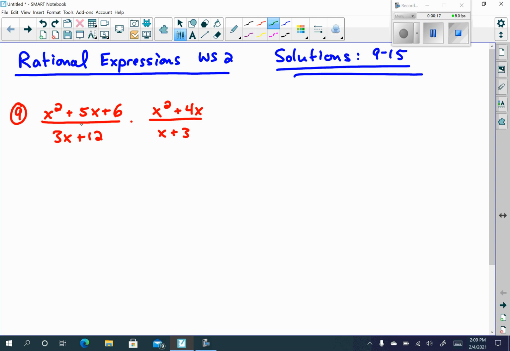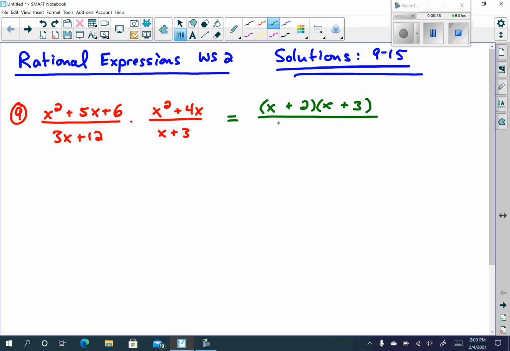So for number 9, we need to start by factoring. We do not cross anything out until we factor. So this first numerator, there's no GCF. We're going to factor in 2 sets of parentheses. First, we're going to have x and x. What's going to help us here for 6 is 2 and 3. Everything's positive, so plus 3 plus 2.